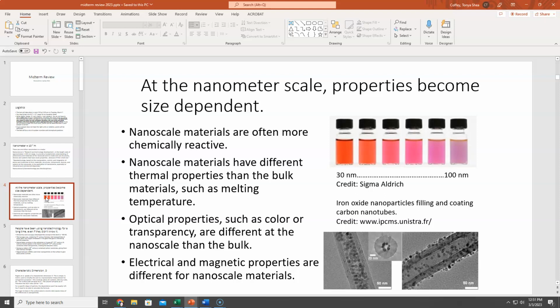Nanoscale materials also have different thermal properties than the bulk materials. So their melting temperature, for example, can be different. They have different optical properties. The color or transparency of nanoparticles are different than their bulk counterparts. And the electrical and magnetic properties are different for nanoscale materials. So exploiting these differences is the focus of nanotechnology.